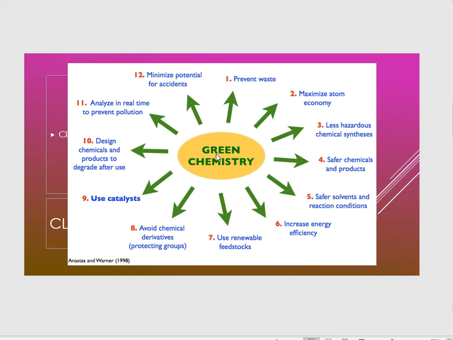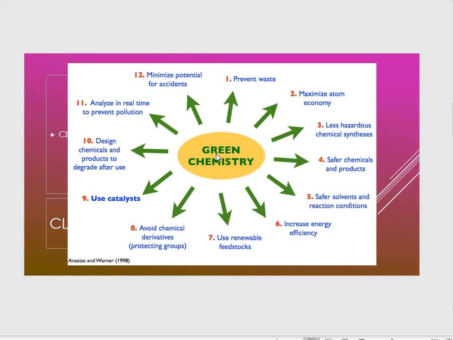Number 9, use catalysts. A catalyst is something that will speed reactions up, and that's pretty important as well, right? I don't want to sit there and wait for a week for the reaction to happen. So a catalyst will actually play with the chemistry a little bit and speed the reaction up to make it happen much quicker. So maybe instead of days for the reaction to take place, a catalyst will allow the reaction to happen within a matter of seconds. And if I can find those and use them, then that's good because that's green chemistry. We're saving energy yet again, right?